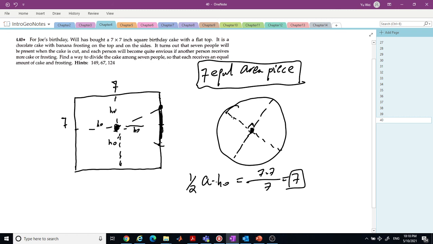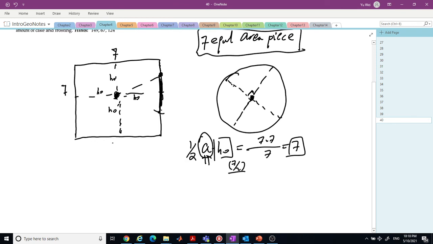So how to make this one equal? Because h0 is constant, so we want the a to be equally split, right? So that means each a is equal to 4 times 7 divided by 7. So each a is 4. Okay, so we want to cut the sides into equal pieces of 4.